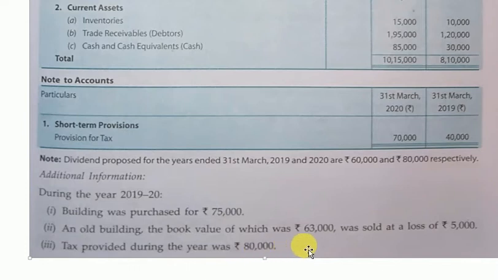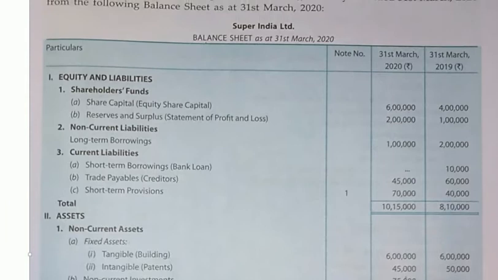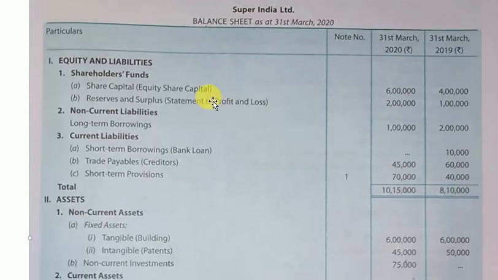According to these adjustments, we will have one building account in our solution, and we will have a provision for tax account in our solution. You can see here in notes to accounts, the provision for tax previous year figure and current year figure has been given to us. With the help of these figures, we will make the provision for tax account ledger, and similarly we will make the building account ledger. So shall we move to the question? Step by step we will discuss where the items will be going from the question.